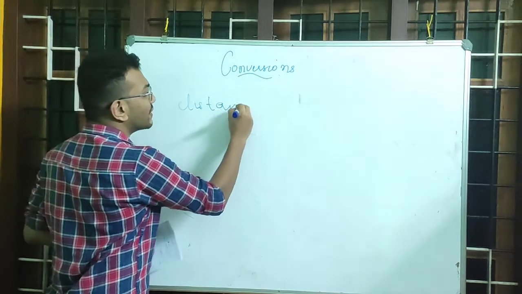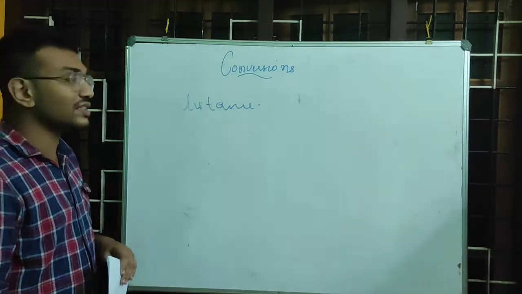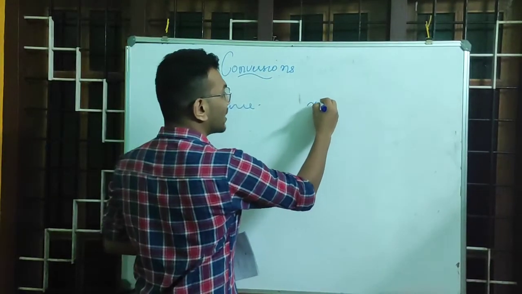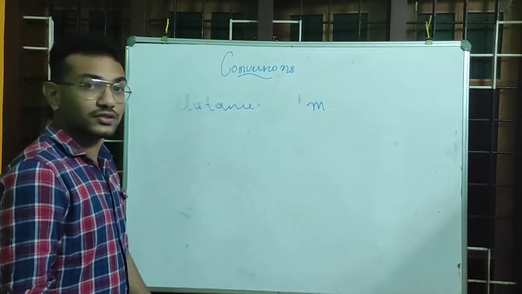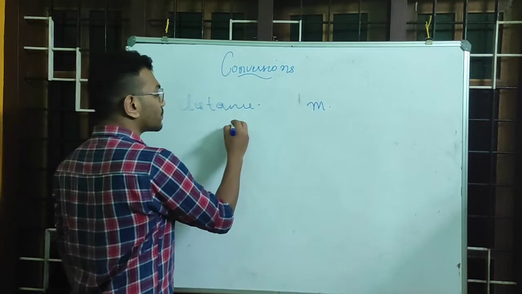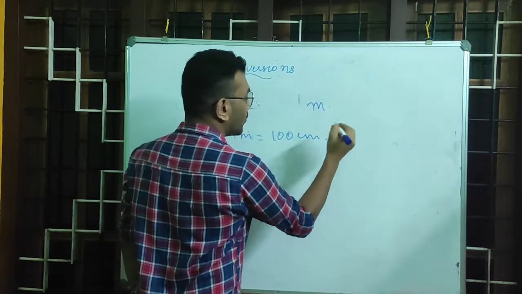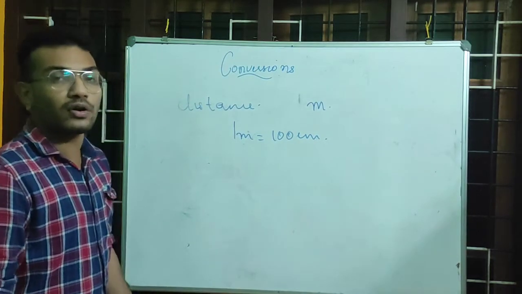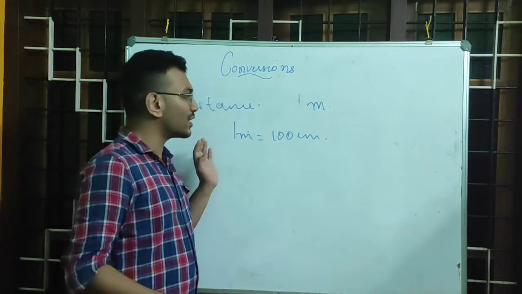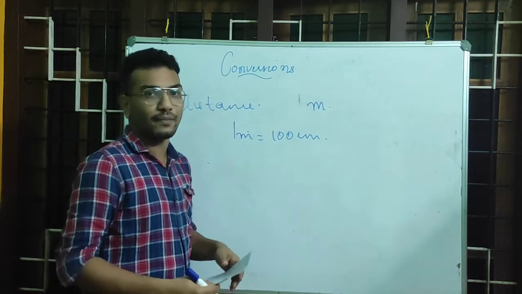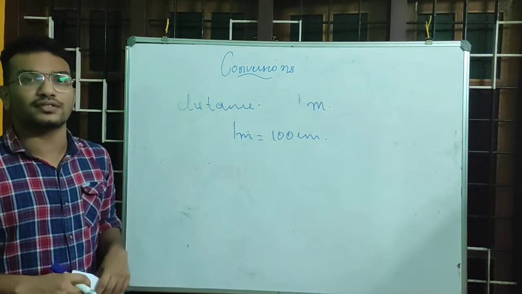Let's start with the case of distance. As you know, the SI unit of distance. What is the SI unit of distance? The SI unit of distance is meter, represented by m. So we need to know the further conversions of meter. As we know, 1 meter is equal to 100 centimeter. I'm not talking about millimeter right now because in this chapter most of the questions are related to centimeter, meter or kilometer, because we are going to express big distances.